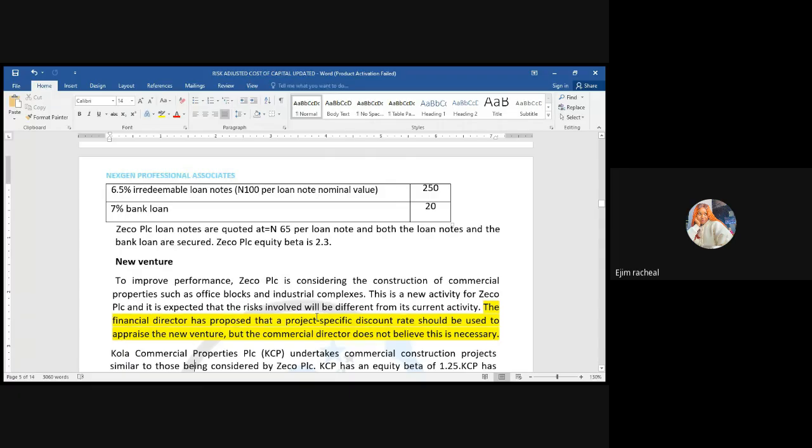Then you talked about when a firm wants to venture into another industry, you have to look for a proxy company, then de-gear and re-gear. If their beta is an equity beta, we have to de-gear to remove the financial risk of the business, then gear back with the financial risk of our own firm. Then we tried to solve some questions on how to gear and ungear beta.